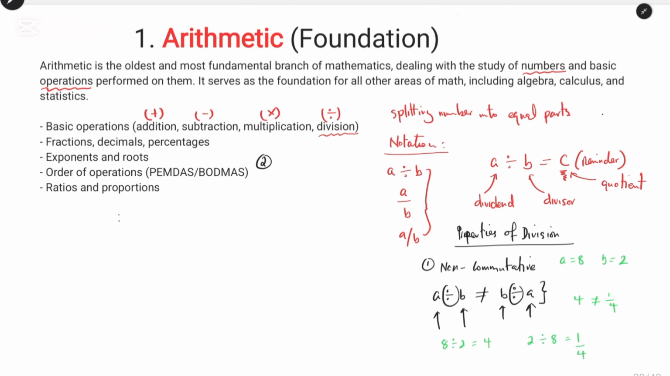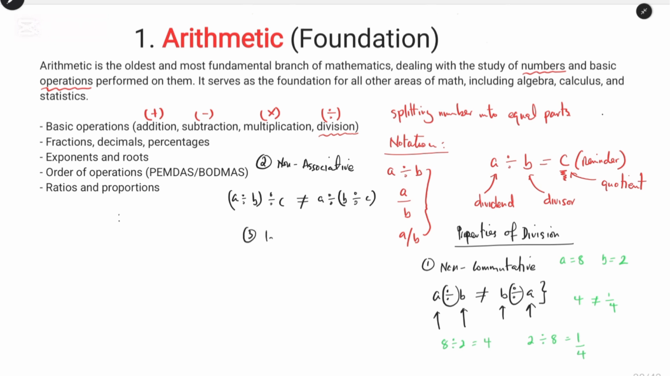The second property is non-associative. It means division does not follow the associative property, which means that a divided by b, divided by c, is not equal to a divided by, b divided by c. Because it is non-commutative, it is also non-associative. They share the same property as the multiplication.